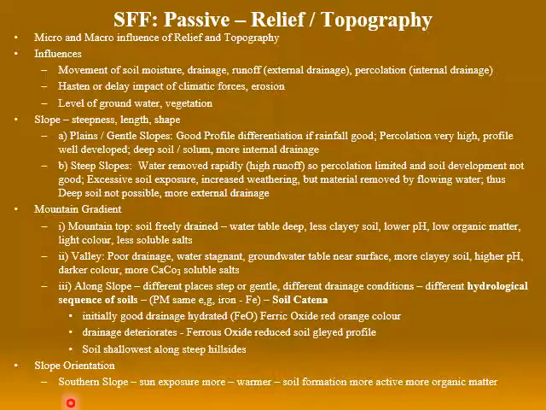The slope aspect is also important. Southern slopes get more warm sunlight and are warmer, so they have more organic matter formation.